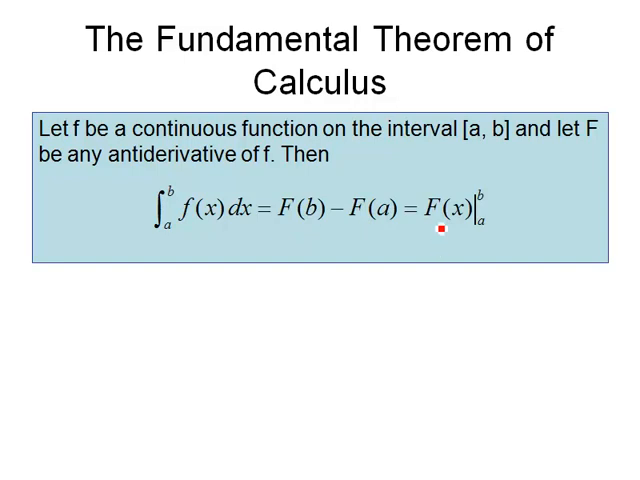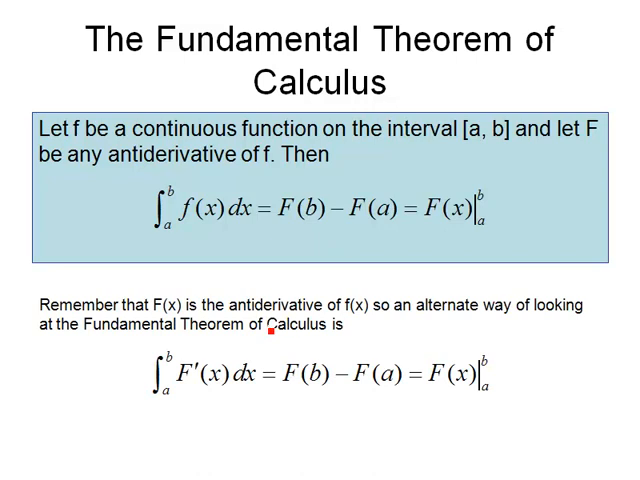Another way to write this is this shorthand notation, where I write capital F of x, and then next to it I put a vertical line with a and b on the end of it. All that means is put b into the function, put a into the function, and subtract the two.